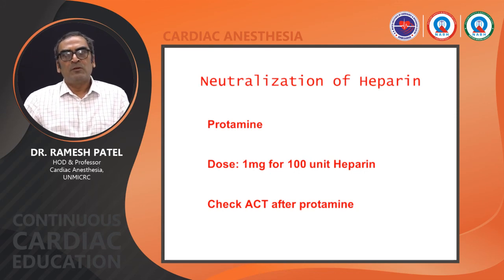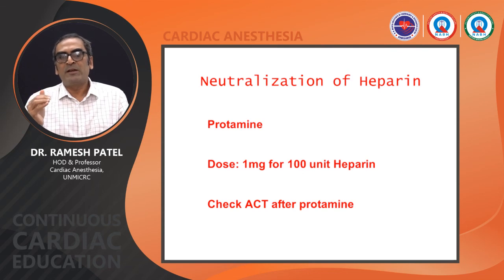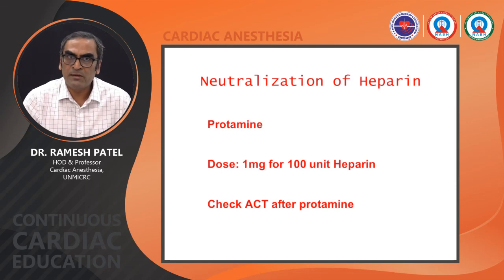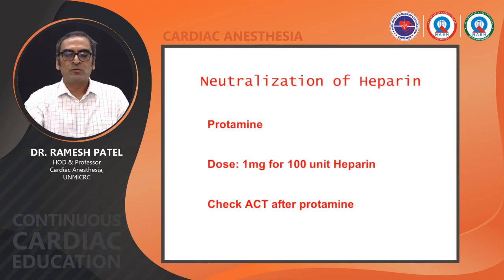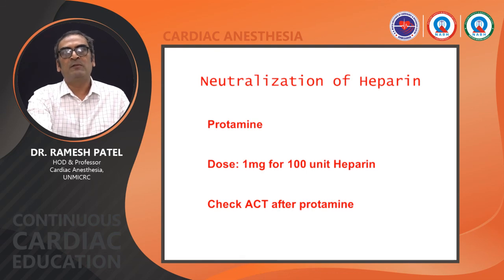And after weaning the patient from the cardiopulmonary bypass pump, we need to do neutralization of heparin with the help of protamine. So 1 milligram of protamine is required for 100 units of heparin neutralization. But we must take care while giving protamine, because some patients may have serious adverse effects. So we should give it in a small diluted dose as well as over a period of 15 to 20 minutes. In some institutes, they give protamine through the arterial line also. So we must be alert while giving protamine.